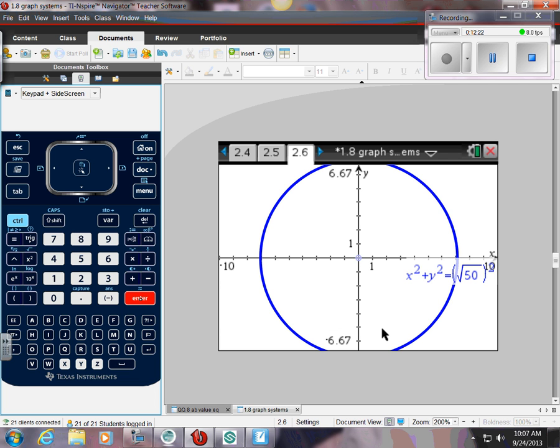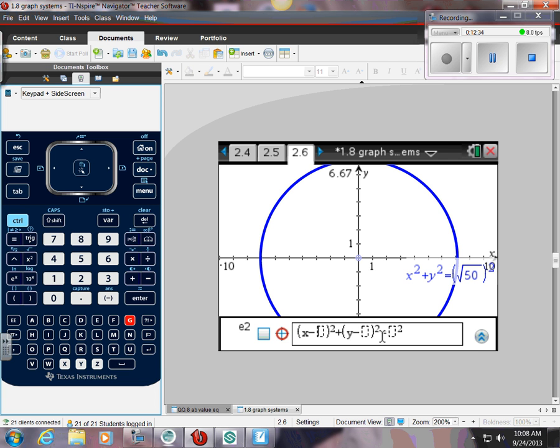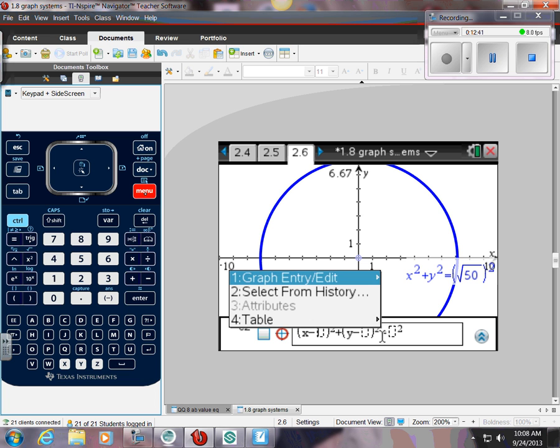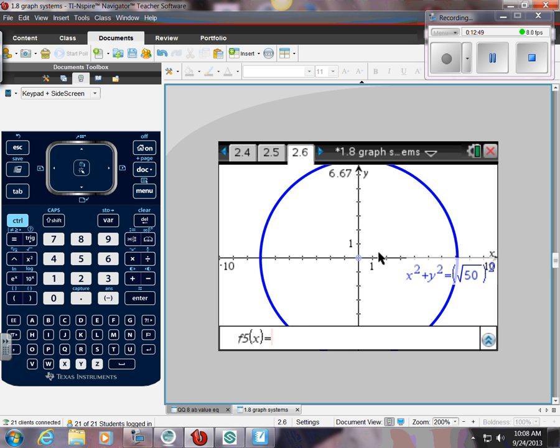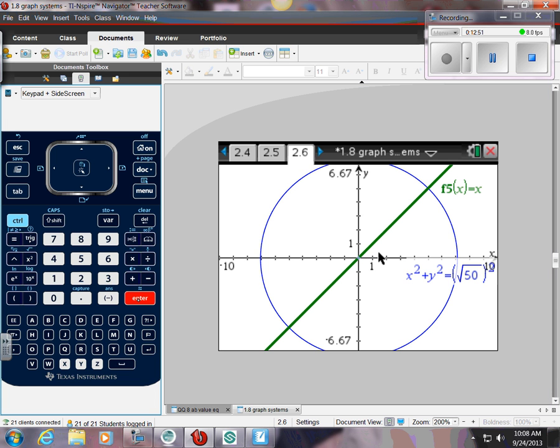Graph it up. It's pretty, isn't it? Beautiful circle. Okay, we got another thing to graph here. Y equals x, right? So Control G to bring up that function bar. Why is that there? Because right now we have it set to graph circles. So go back to Menu, Graph Entry/Edit, Function, and we're going to select x.